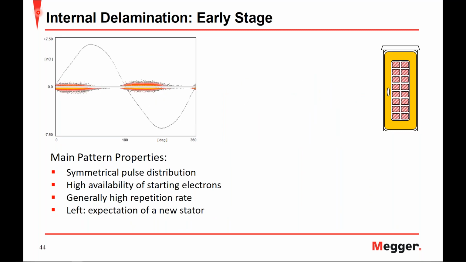Moving on, we have an example of internal delaminations at the early stage. These have higher availability of starting electrons that are provided by the primary void discharge and the chemical deterioration of the insulation. This can be seen in the distribution, with the yellow here showing higher repetition. Also looking at this image, this is what you'd expect of a new machine, with a nice symmetrical pattern with no high dV/dTs, showing a smooth distribution.